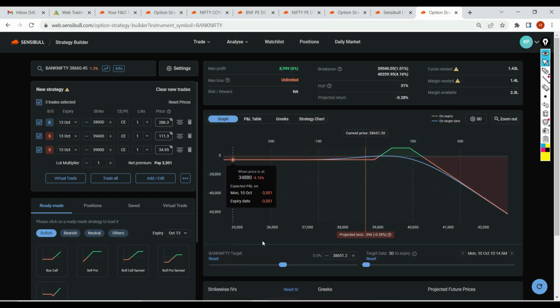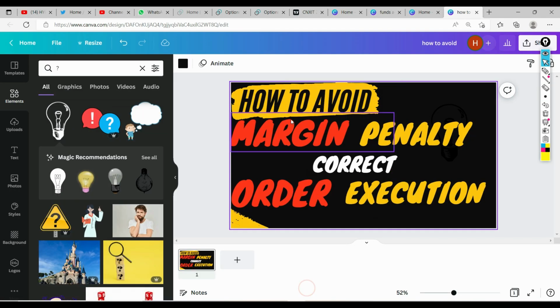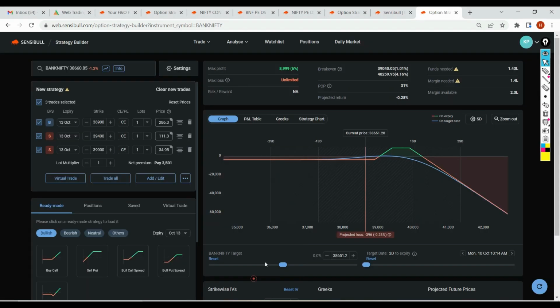Now when I started this session, I've told you how to do the correct order execution. Now let me show you how to avoid the margin penalty. This is very important. Okay, so this we have discussed only about buying.